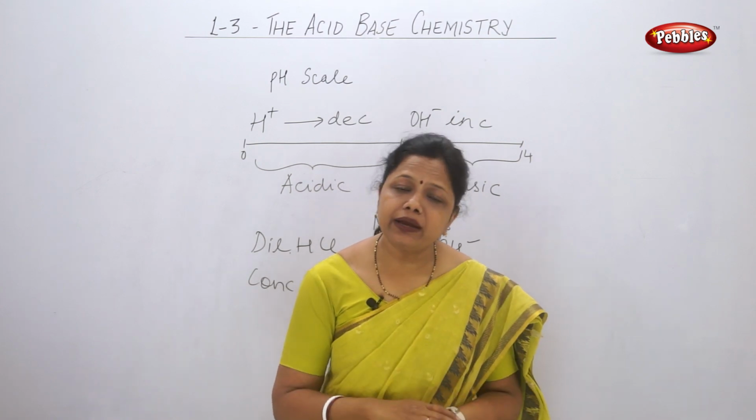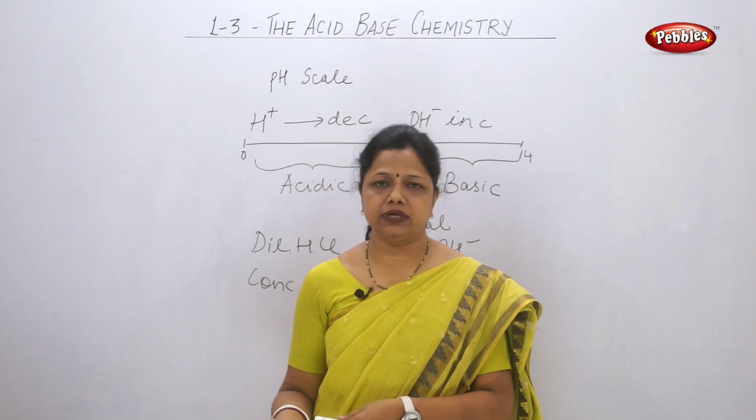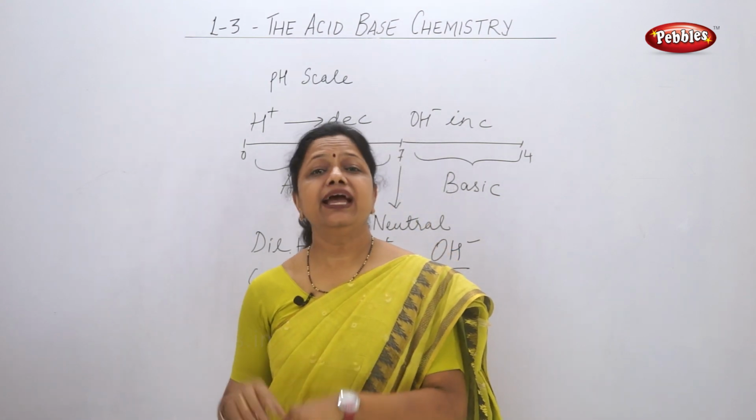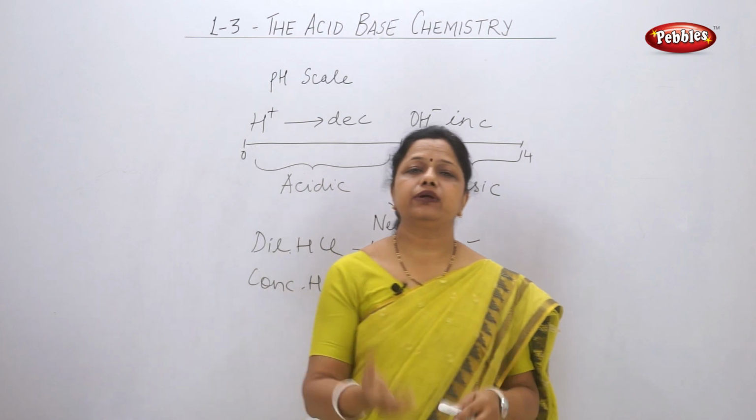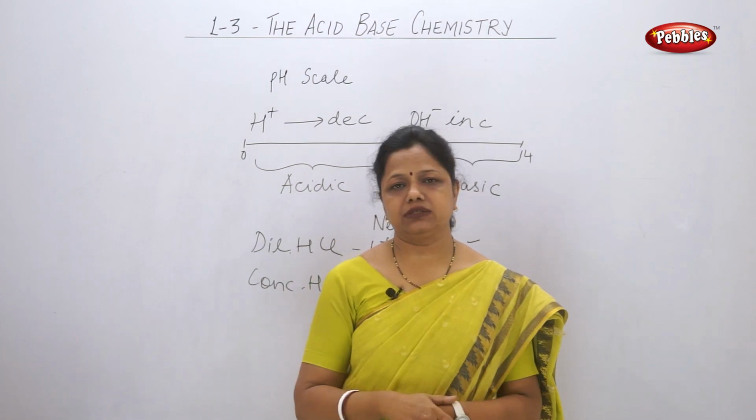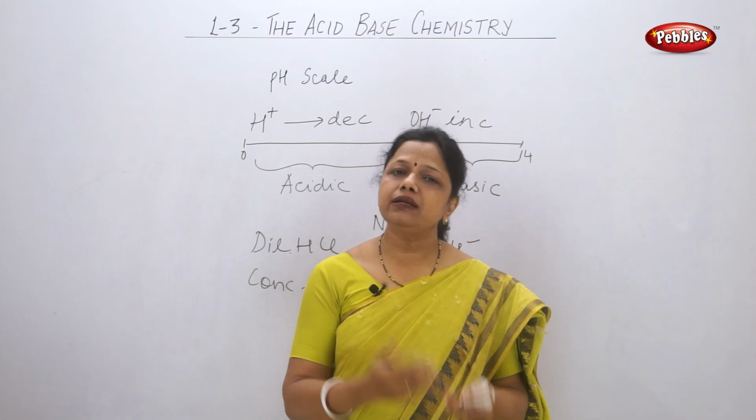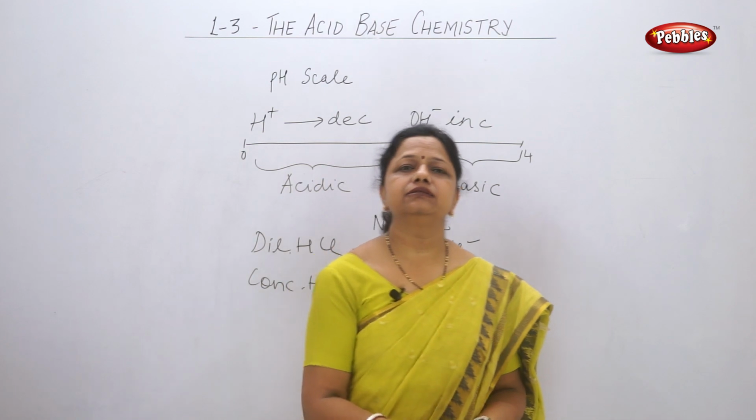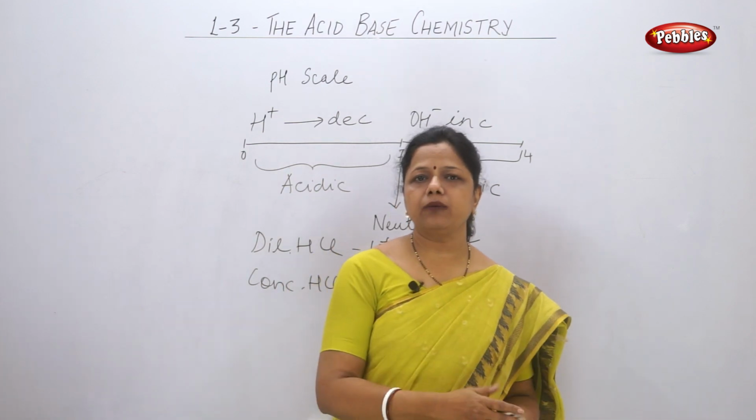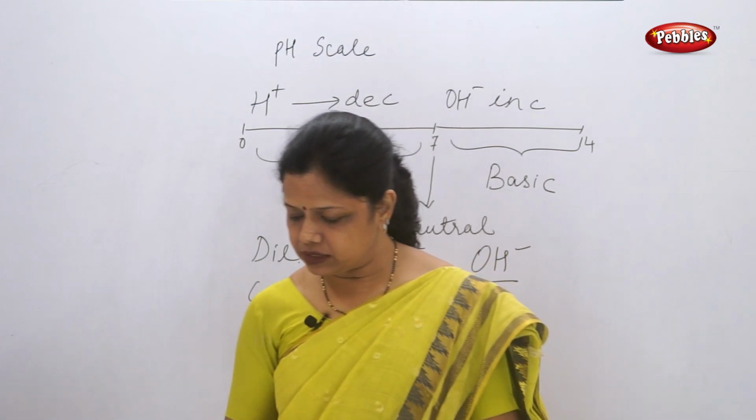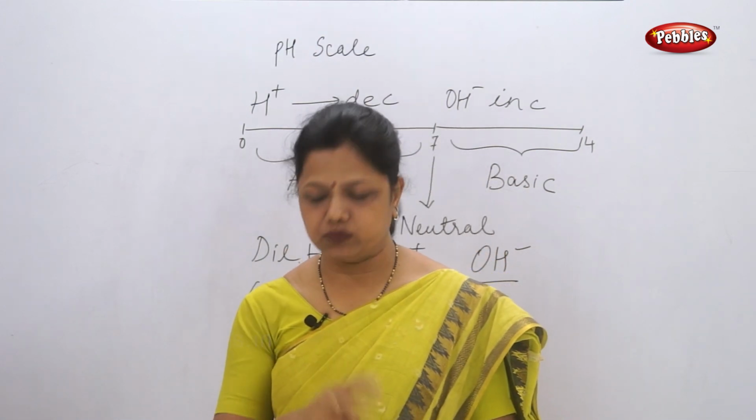But if I compare it with ammonium hydroxide, the hydroxide ion concentration in ammonium hydroxide is less as compared to the hydroxyl ion concentration in potassium hydroxide. So this is how we can compare strong acid and weak acid, strong base and weak base. Second question is, you are provided with 3 test tubes.